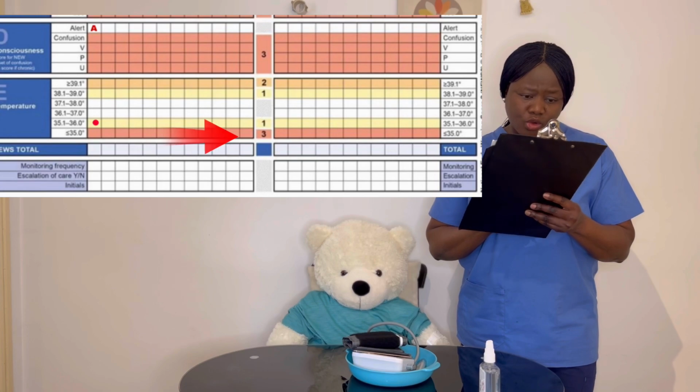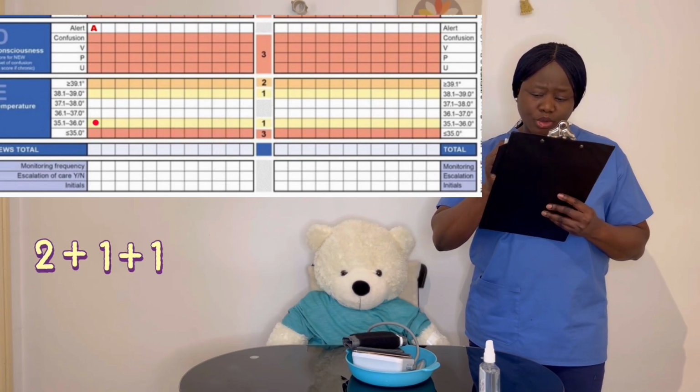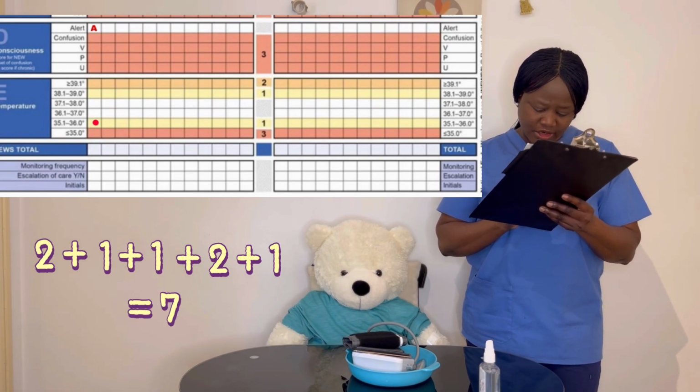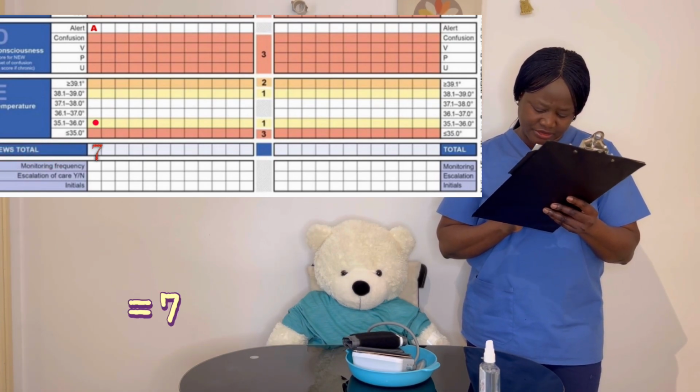So my total NEWS score is 2 plus 1 plus 1 plus 2 plus 1. I have a total NEWS score of 7. In front of NEWS total, I'm writing 7.